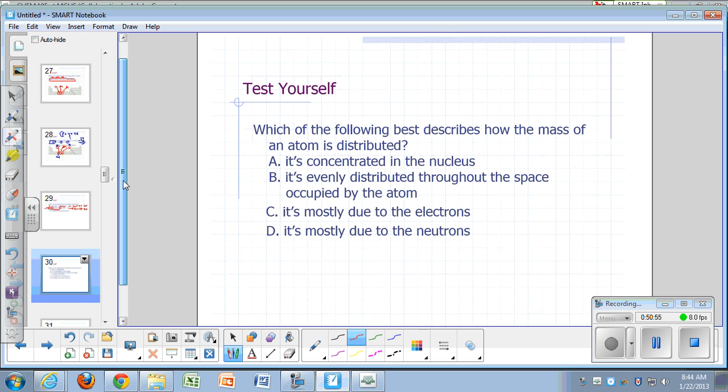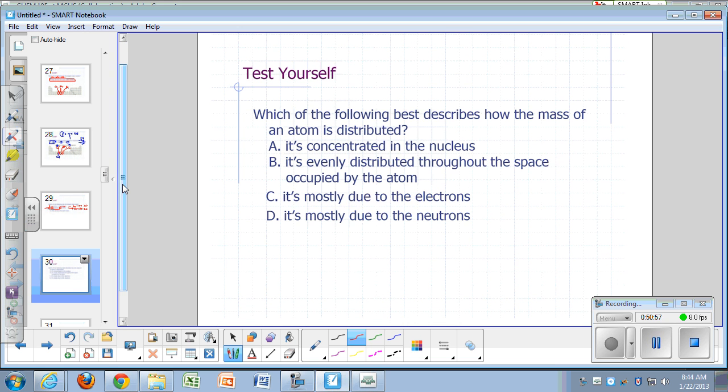All right. Which of the following best describes how the mass of an atom is distributed? A, it's concentrated in the nucleus. B, it's evenly distributed throughout the space occupied by the atom. C, it's mostly due to electrons. D, it's mostly due to neutrons.